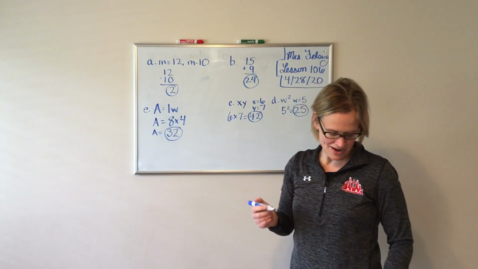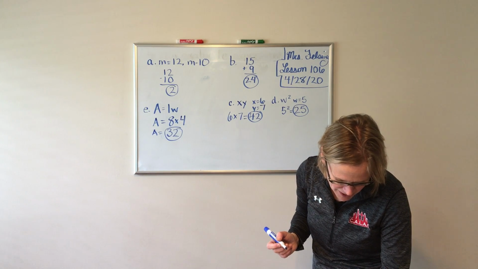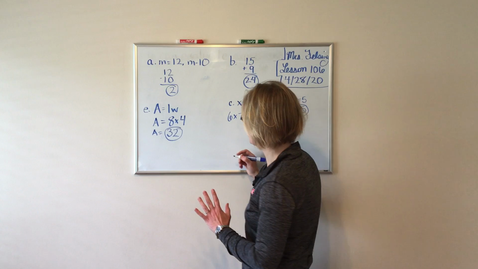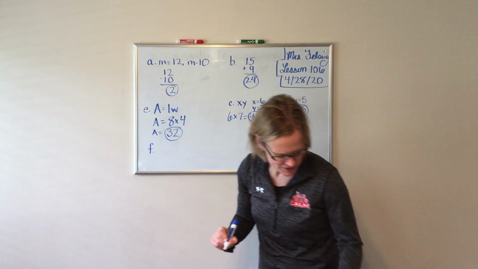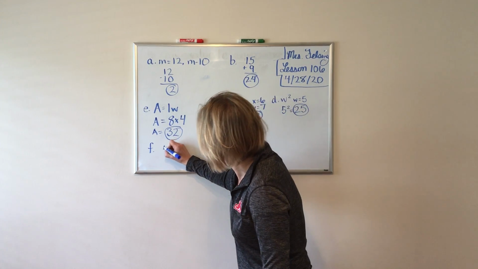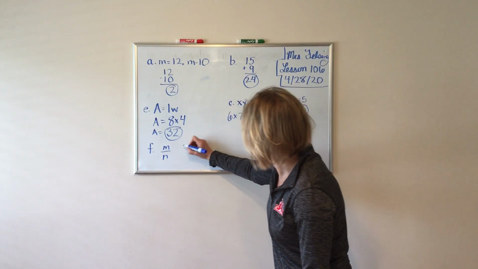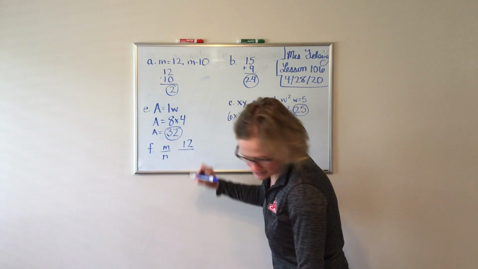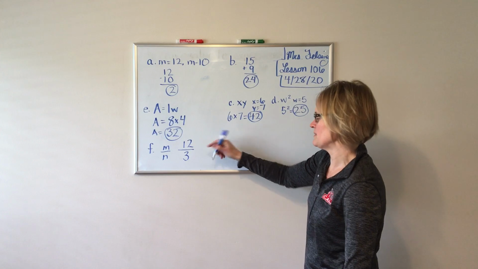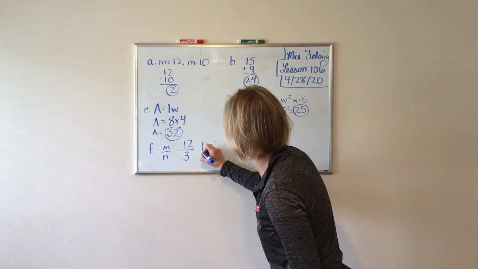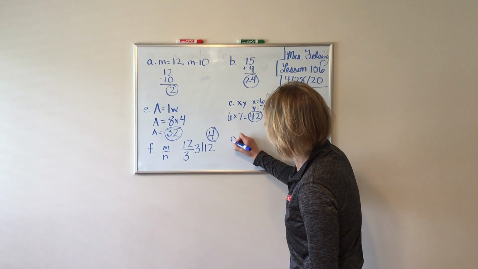So great. All right, so let's take a look at 2 more. Letter F. Evaluate m divided by n. Okay, so let's go to F here. So m over n. M is 12, N is 3, and basically when you do 12 over 3, you're taking 12 divided by 3. 12 divided by 3 is 4.